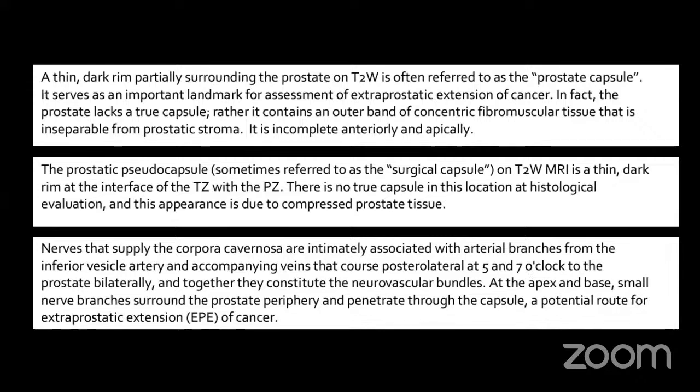At the base and apex, small nerve branches surround the prostatic periphery, and they penetrate through the capsule, and they are a potential route for extraprostatic extension of cancer. So these are the locations which are important: 5 to 7 o'clock position at the level of the base, and also small nerve branches from the prostatic periphery. Therefore, whenever you have a tumor which is broad-based towards the prostatic capsule, even if there is no extension, but the length of involvement is around 1.5 centimeters, you have to put it as concerning for involvement of the neurovascular bundles.